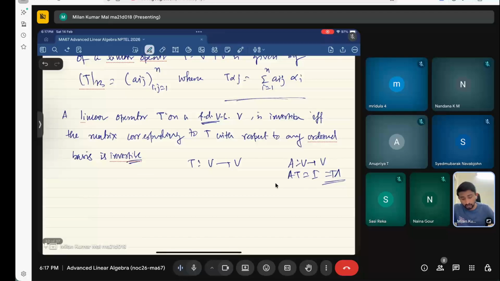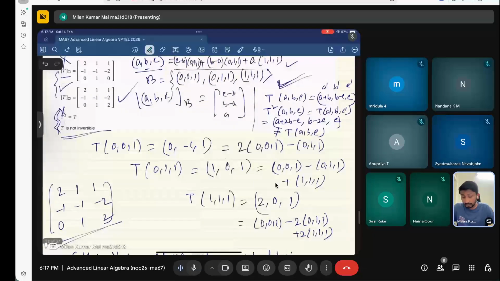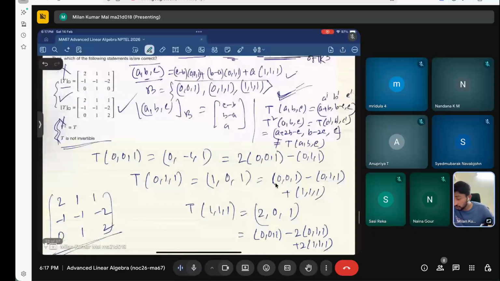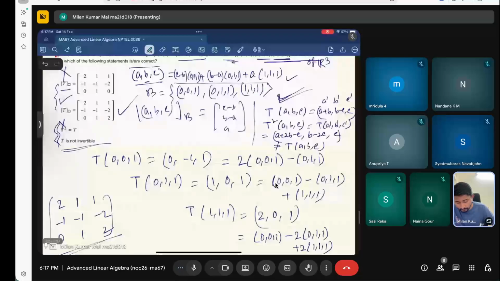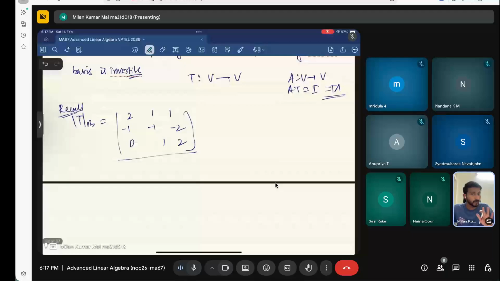So now what we got here is the matrix representation of T. Let's check whether this is the second option, whether this is invertible or not. That means whether the determinant is non-zero or not. The matrix representation of T, recall what I have written earlier, equals 2, 1, 1, minus 1, minus 1, minus 2, 0, 1, 2. This is the matrix representation of T. But the question is whether this matrix is invertible or not. That means whether the determinant is non-zero or not. So let's check what the determinant is.